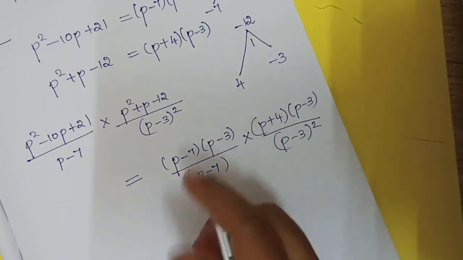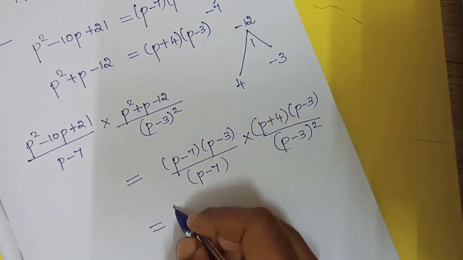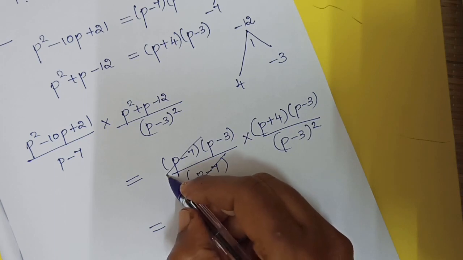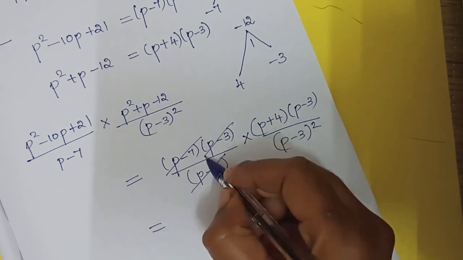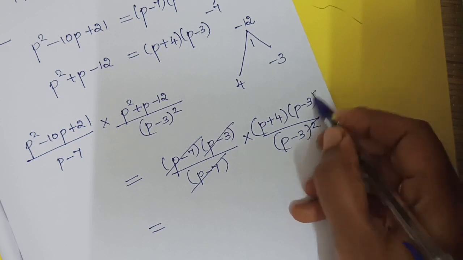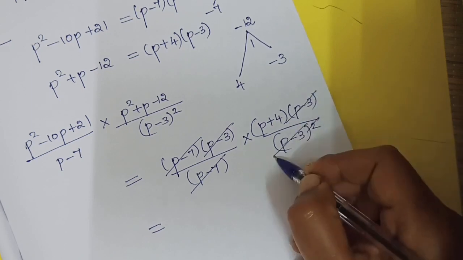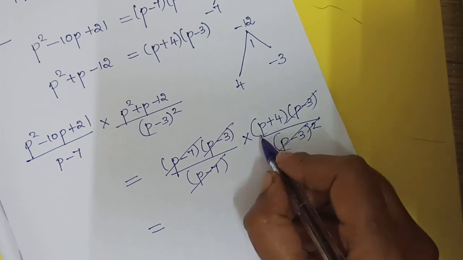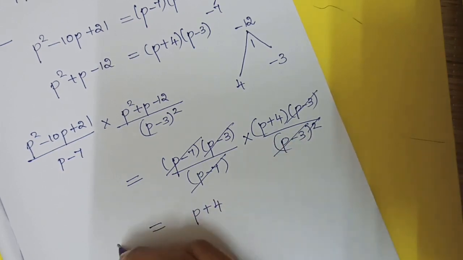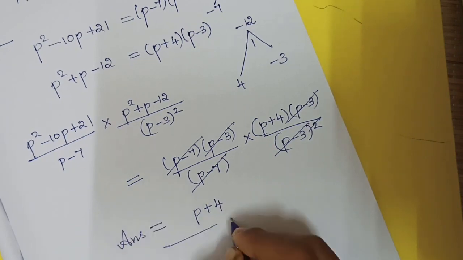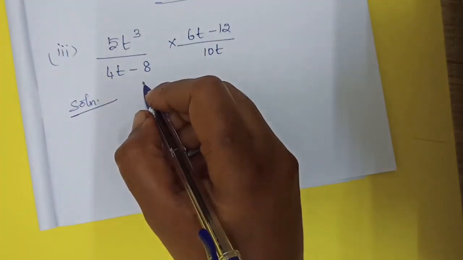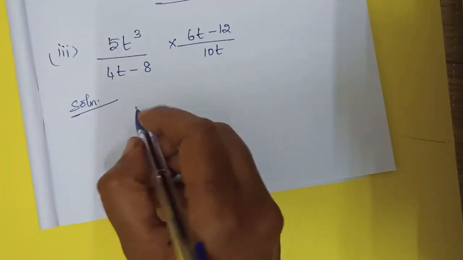Then we need to move to the cancellation. What is that? p minus 7 gets cancelled. Then p minus 3, here one p minus 3 will go, and another p minus 3 also will go. So what is the final answer? p plus 4. This is the required answer. Got it?